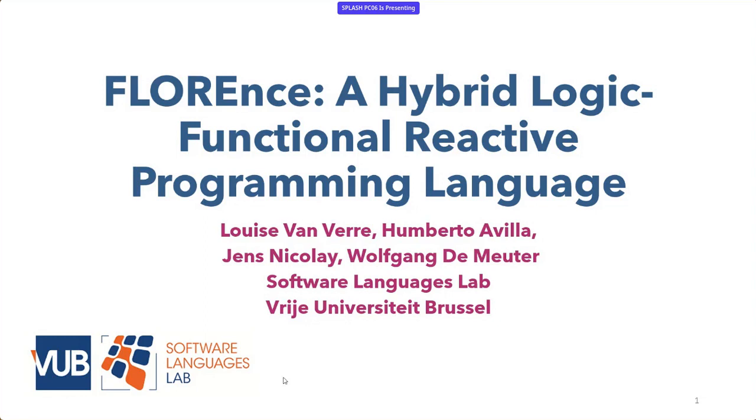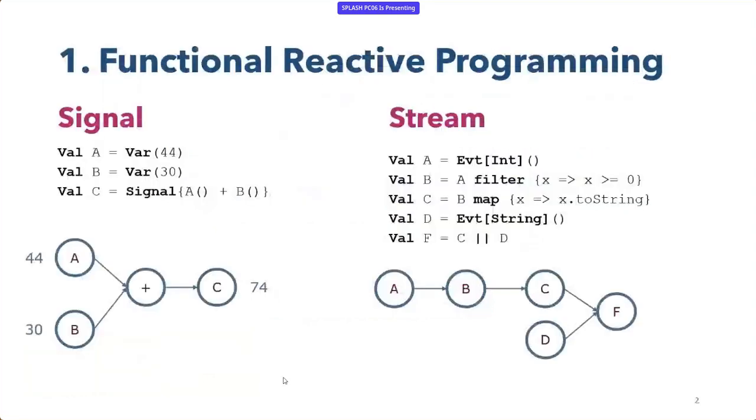So, in my master thesis, I created a new language named FLOREnce, which is a combination of functional reactive programming with logic reactive programming. So, what are these paradigms? As we all know, functional reactive programming is a paradigm which uses signals and streams as abstractions to generate a directed acyclic graph to automatically update the state of the program. Here you see two examples of these abstractions in Rescala. The code is not important, it's just an illustration.